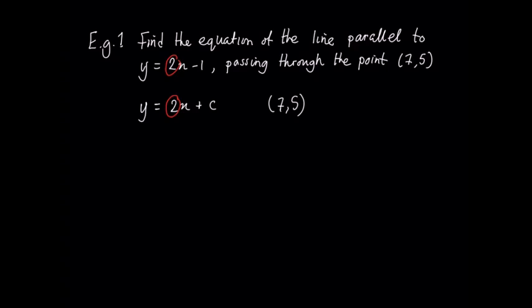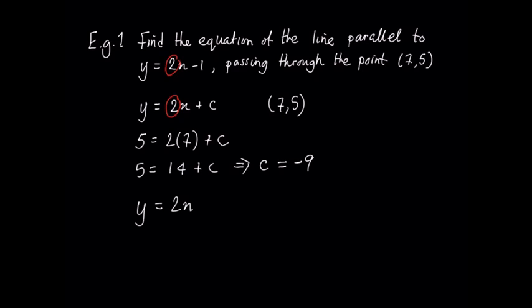So y equals 2x plus c, all we have to do now is plug in those values. So we're going to have 5 equals 2 times 7 plus c. So 5 is equal to 14 plus c, so that implies that c is going to equal minus 9. So our equation is going to be y equals 2x minus 9.